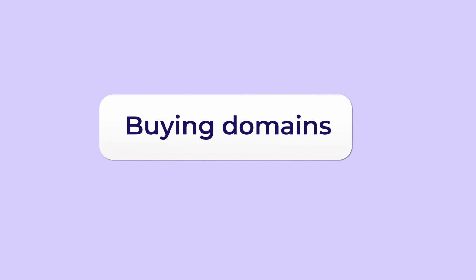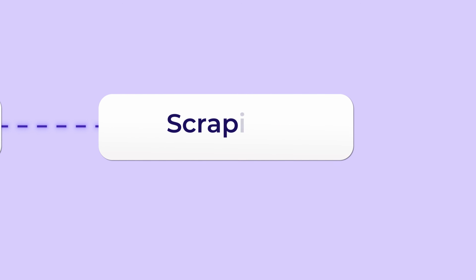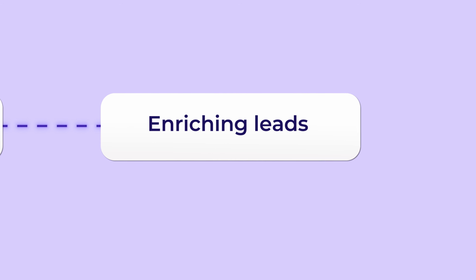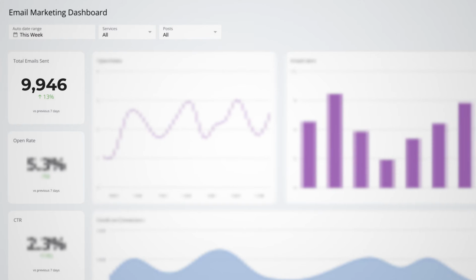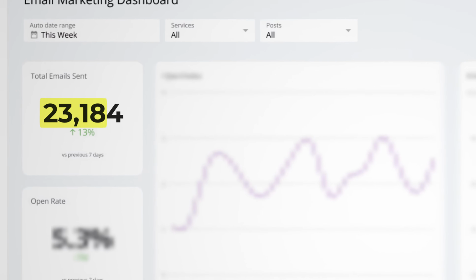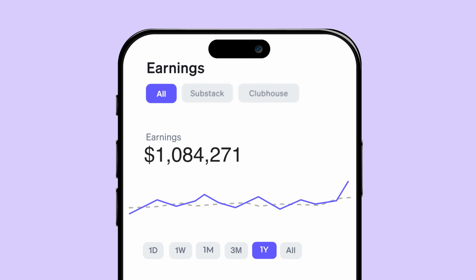In this video, I'll be walking through my exact cold email setup from start to finish, from buying the domains, setting up the inboxes, and all the technical details. I'll also be scraping and, more importantly, enriching the leads, and then also use the tool to send out the emails. Using this exact setup, I'm able to send around 20,000 emails every month, which allowed me to close over 1 million in revenue in the last 12 months.